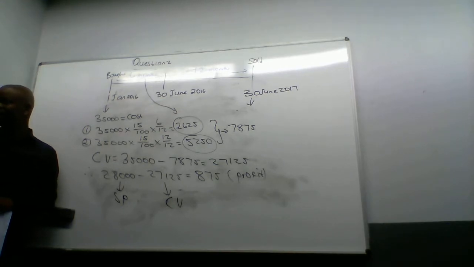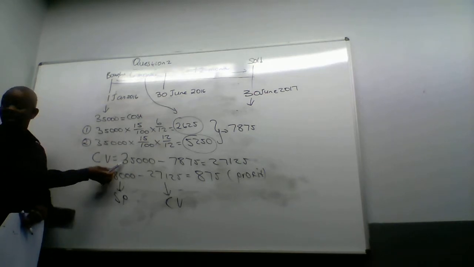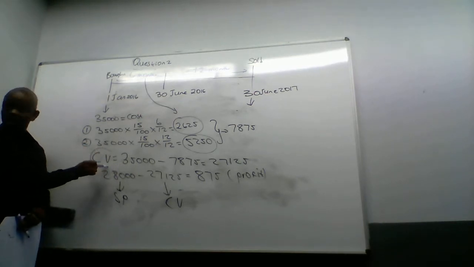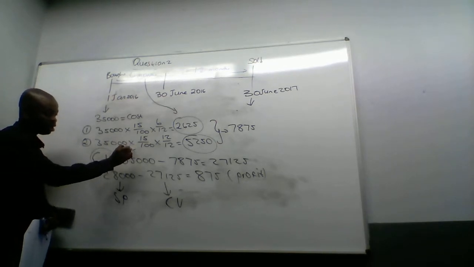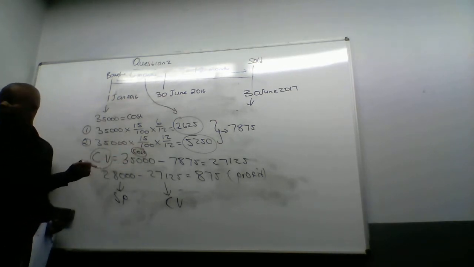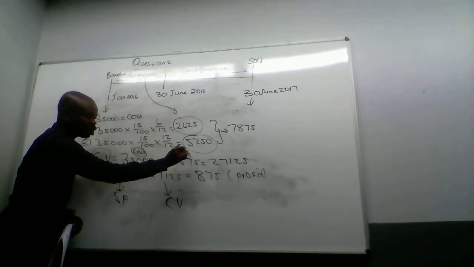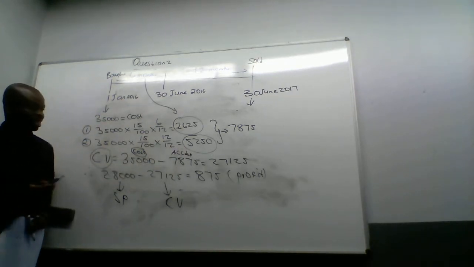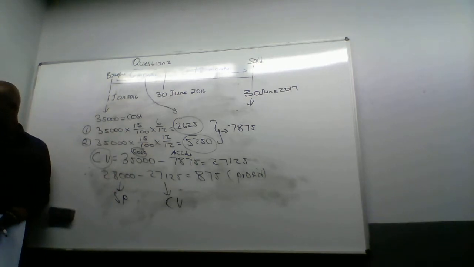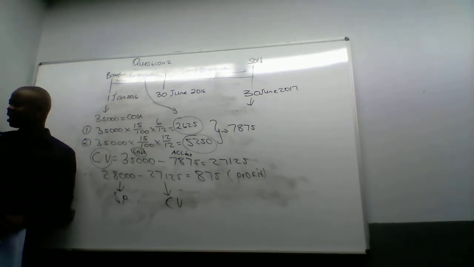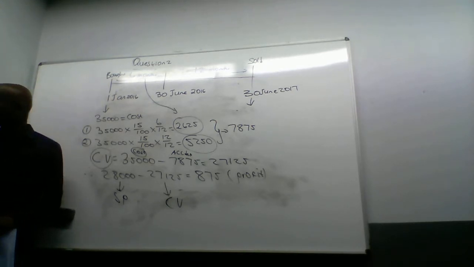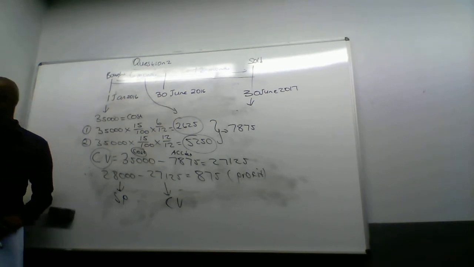Let me get you then. We are trying to find our carrying value. We take our cost, we minus our accumulated depreciation. So this is the carrying value that we found. Carrying value is the current value, the value today. But why did I have to calculate the carrying value? It's because for me to know whether I've made profit or loss, I need to take my selling price and minus my carrying value.